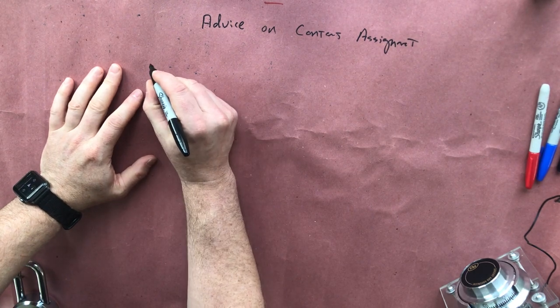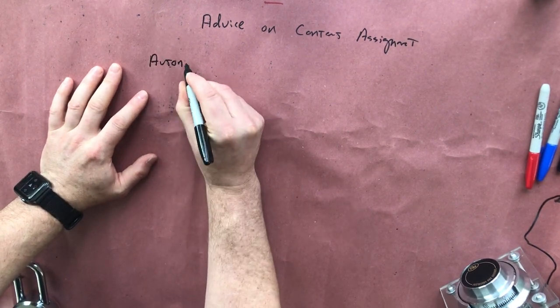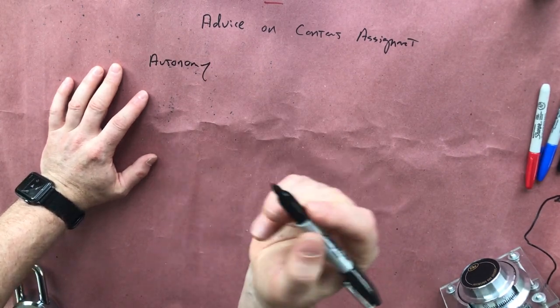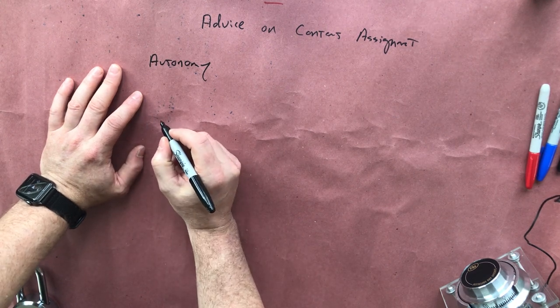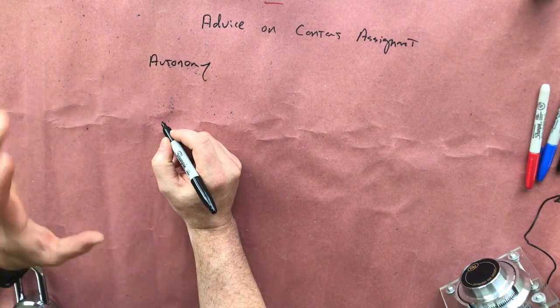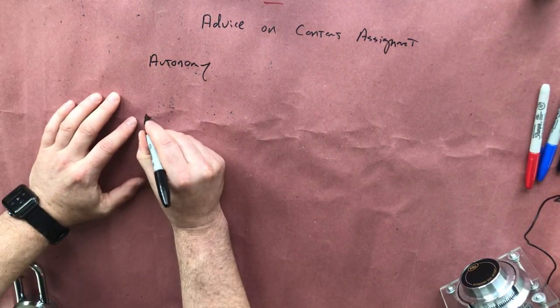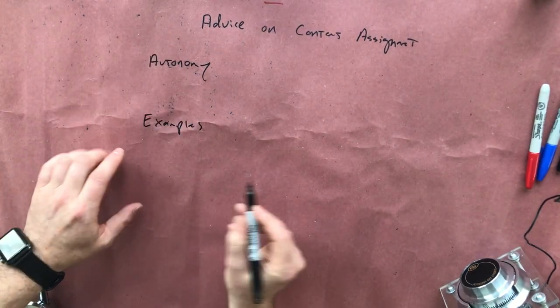So you know that you're going to need to talk a little bit about what autonomy is. You're going to need to give at least two examples, right? It's better to just give two, make them really good, really clean and clear, rather than throwing a whole bunch of stuff at the wall. So then you'd put a bunch of spaces in between, right?